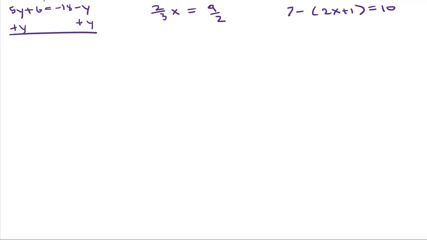Okay, so then I get 6y plus 6 is equal to negative 18. All right, and then I'm going to subtract 6 on both sides. So that goes away and we get 6y is equal to negative 24. Okay. And then the last step here is we divide by 6. So y will give us negative 4.